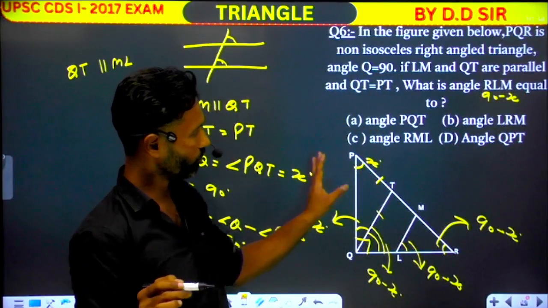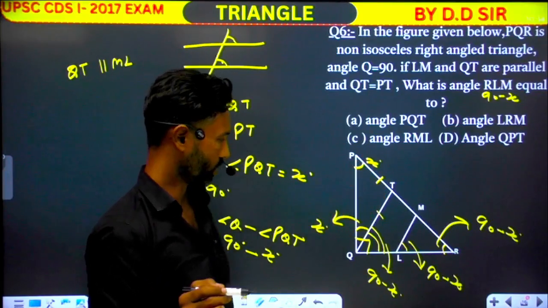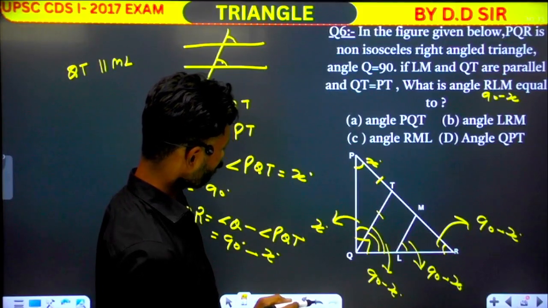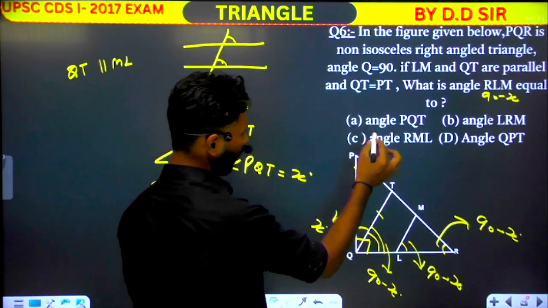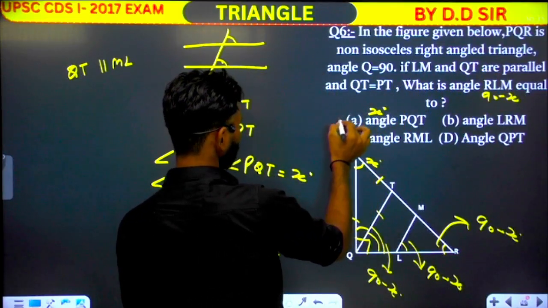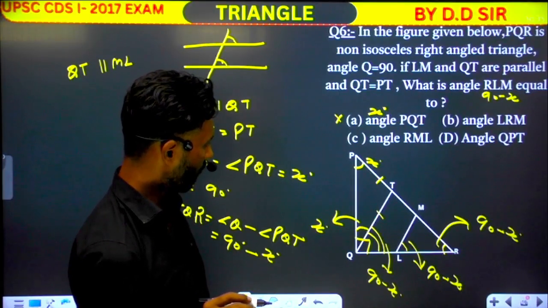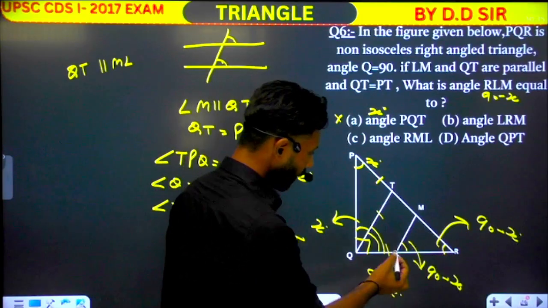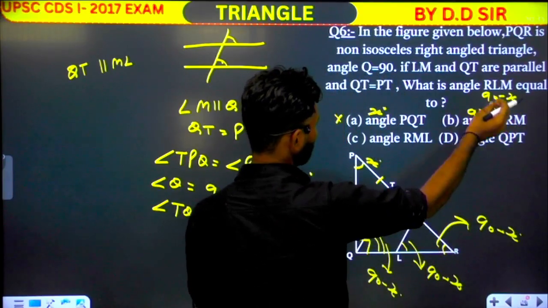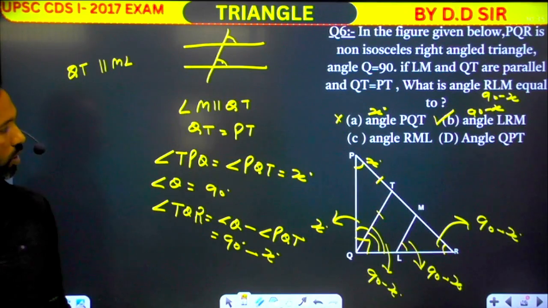Now we will represent the values of all the angles which are given in the options. So the first angle is angle PQT. The value of angle PQT is equal to x degrees. So angle RLM is not equal to angle PQT, so the first option is not our answer. Next one is angle LRM. The value of LRM is 90 minus x. So we can say angle RLM is equal to angle LRM. So option 2 is our answer.